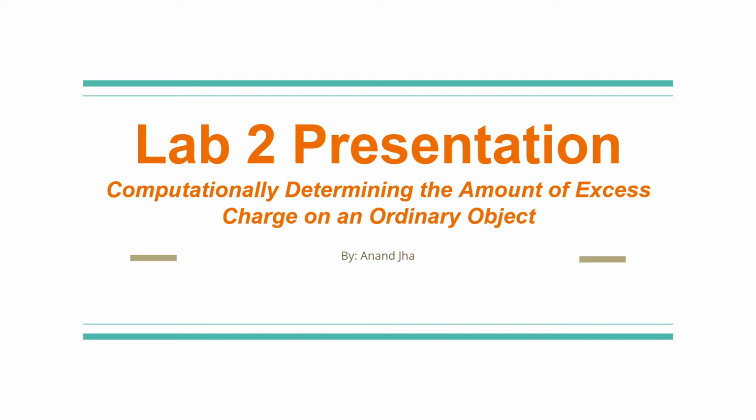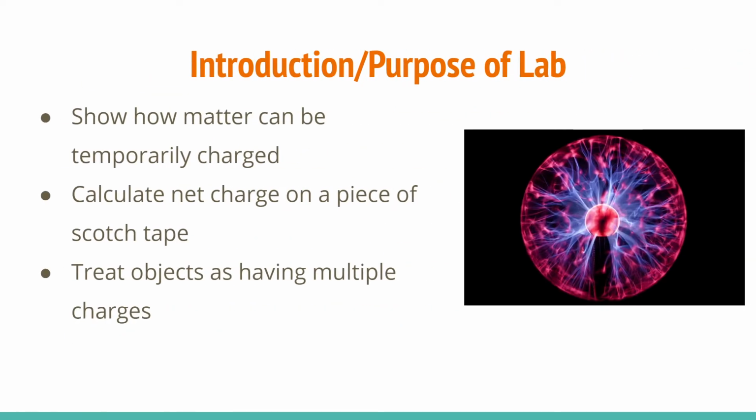In this lab, we will computationally determine the amount of excess charge on an ordinary object. Let's begin. To introduce this lab and state its main purpose, this lab is quite similar to Lab 1 in that it will ask us to show how matter can be temporarily charged and also ask us to calculate the net charge on a piece of Scotch tape. This lab differs from Lab 1, however, in that it asks us to treat objects as having multiple charges and not just reduce it down to a singular point charge. This will make it so that we have to computationally calculate the net charge on our piece of Scotch tape, and we plan on doing so by using Python.